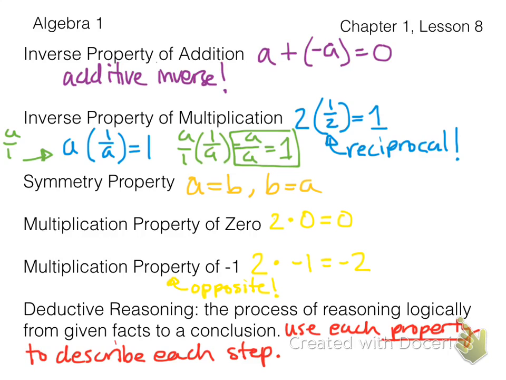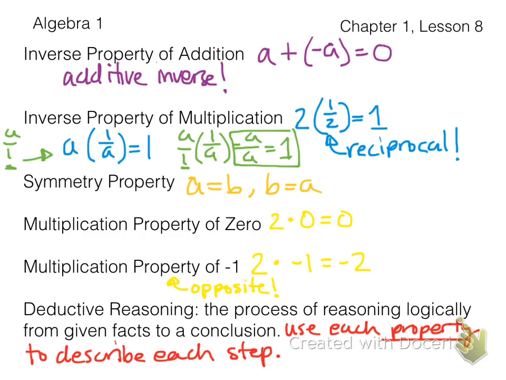All right, the inverse property of multiplication we haven't talked about yet. It's when you multiply by the reciprocal of something. The reciprocal of A is 1 over A. So when you multiply A times its reciprocal, you're always going to get 1. And that's because if you write A as a fraction, it's going to be A over 1. Well, A over 1 times 1 over A, A times 1 is A, 1 times A is A, A over A is 1. So the inverse property of multiplication says anything times its reciprocal is 1.